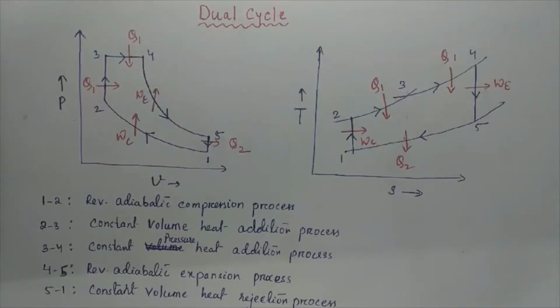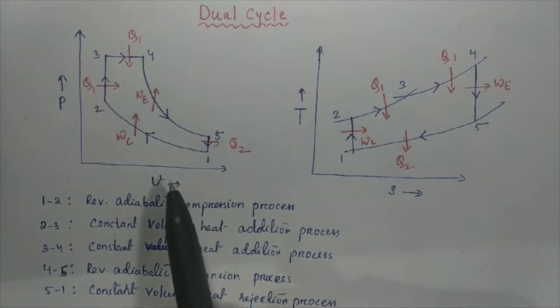Hello everyone. Today we will discuss the dual cycle. What is this dual cycle? A combination of the Otto cycle and the diesel cycle evolves a new cycle that is known as the dual cycle. In the dual cycle there are 5 processes, which we described clearly in the coordinate diagram.